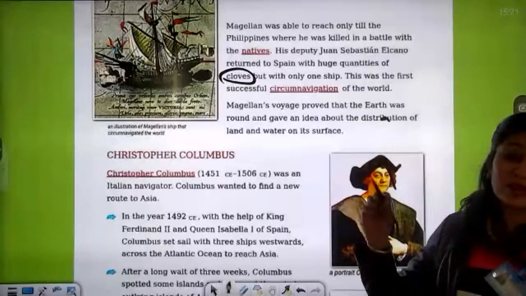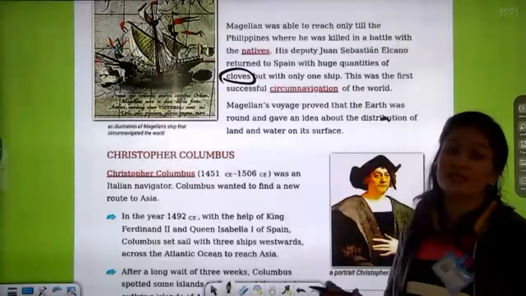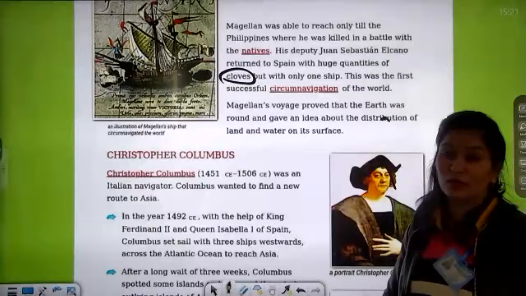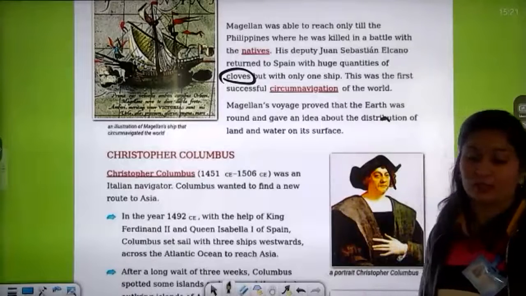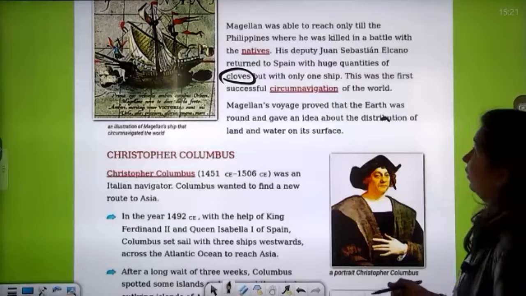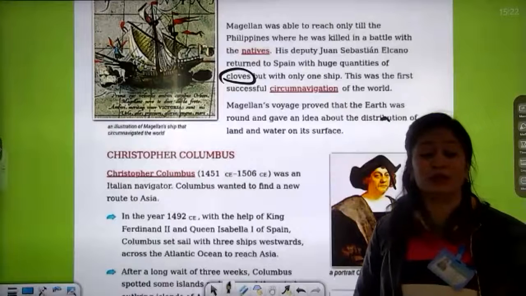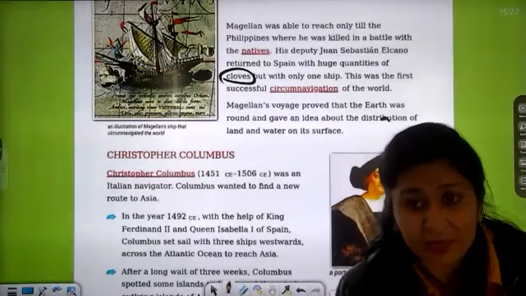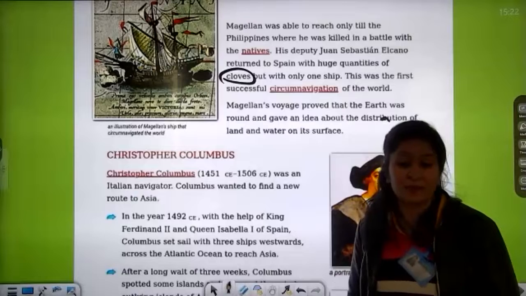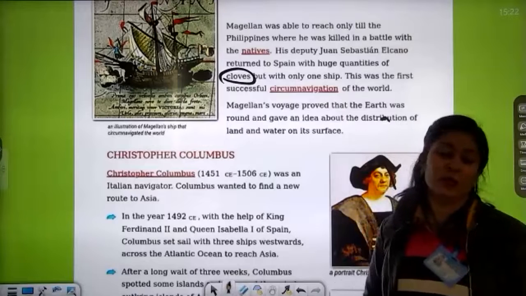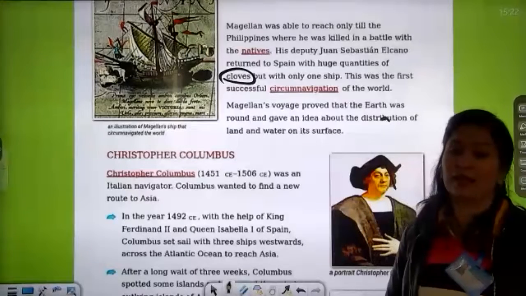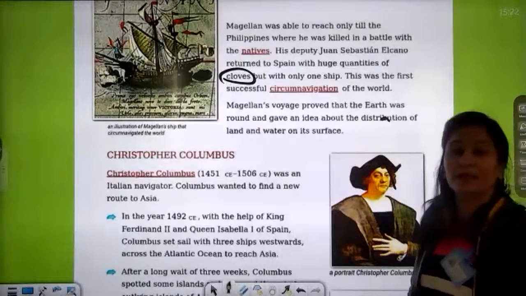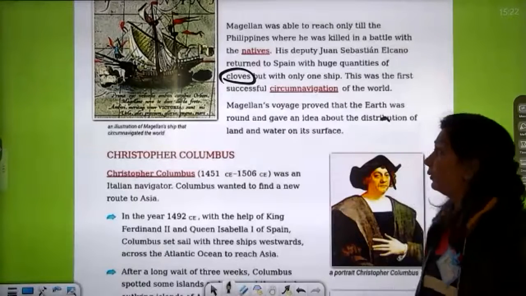So clove is a spice. Clove क्या होता है? एक मसाला होता है जो some people use in making tea also, some people use in making vegetables also. Okay, so they could only return with some quantities of cloves. काफी सारा clove लेकर के वो स्पेन में गए थे, but only with one ship, and Ferdinand Magellan was also not there with them because he died in the battle with the natives of Philippines, right?